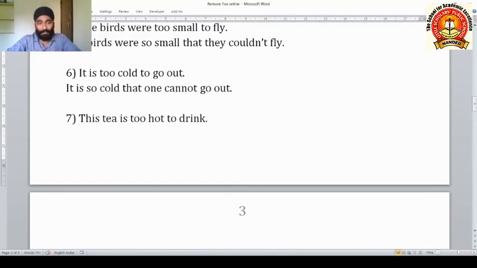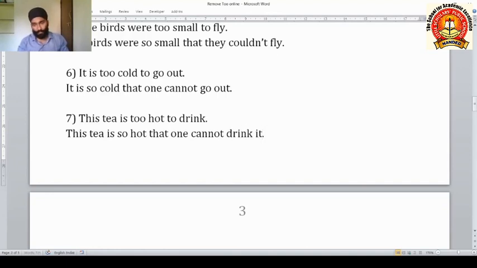Come to the seventh example. This tea is too hot to drink. In this sentence also, the subject is not given, the doer of the action is not given. This tea is so hot that one cannot drink it. Here someone does the action of drinking on the tea. This is why we have used the pronoun "one", and at last we have used the pronoun "it". It is related to the tea, meaning one is doing the action of drinking on it, on the tea. So the sentence becomes, this tea is so hot that one cannot drink it.